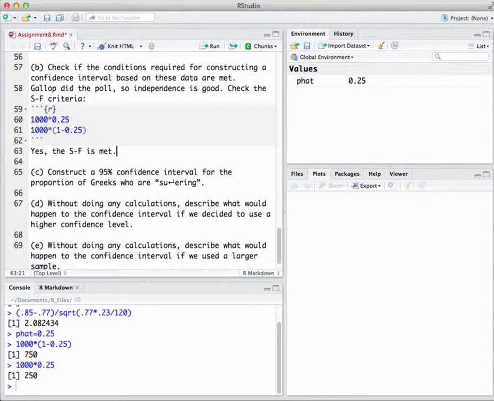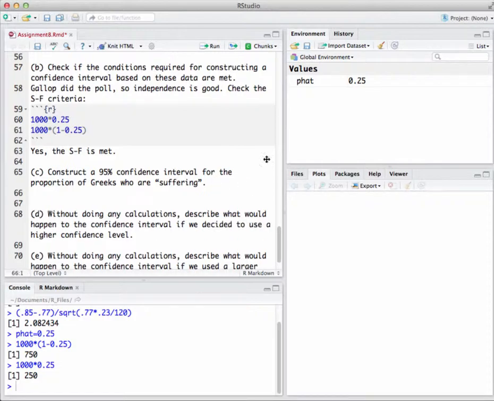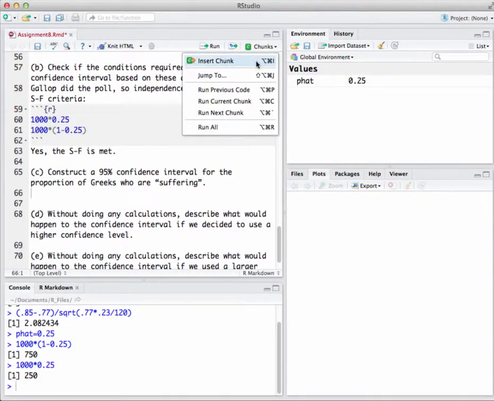All right, so all of those are met, and so now they want us to come down here and actually construct the confidence interval. Okay, so we'll go ahead and do that using an R chunk. So we'll insert a chunk.